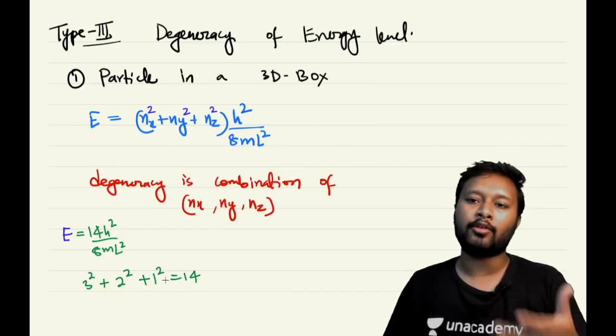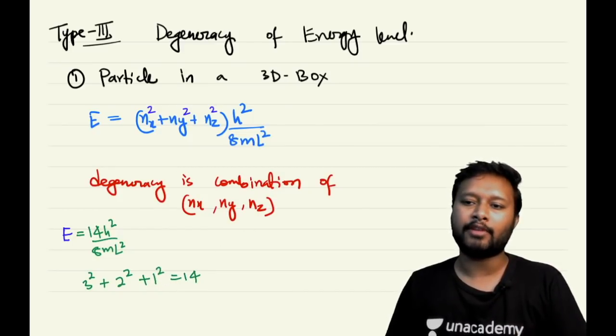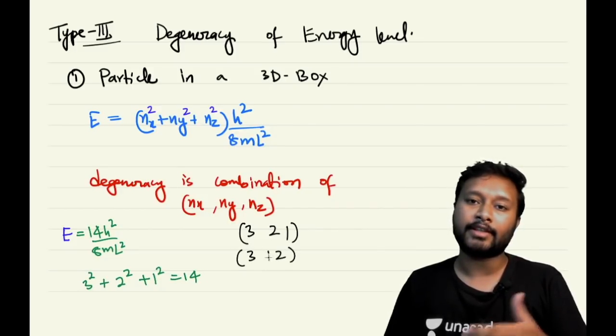So I have to find the combinations now. The combinations will be done like this. I can combine them in this order, 3, 2, 1, which is one of the combinations, or I can write 3, 1, 2, which is the second combination.